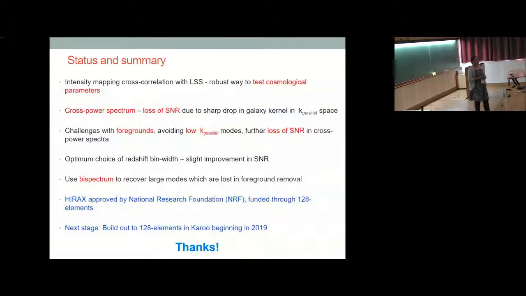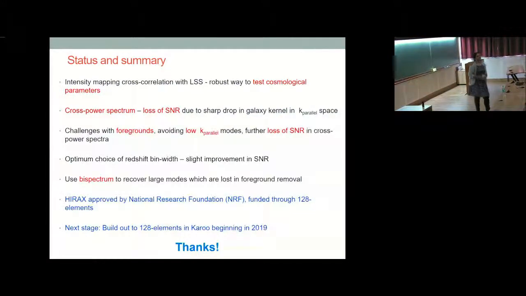One of the reasons you said the signal to noise is going down is the kernel along the line of sight. Is it possible to look at the 3D power spectrum, given you have intensity mapping, so you can map it to redshift and measure the 3D power spectrum rather than CL, which will reduce the smearing a lot and help you improve?